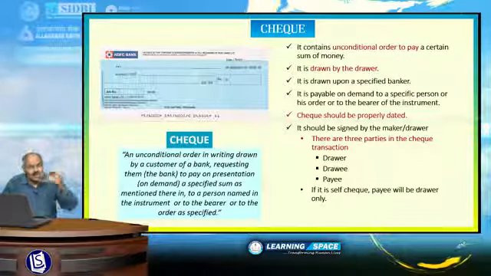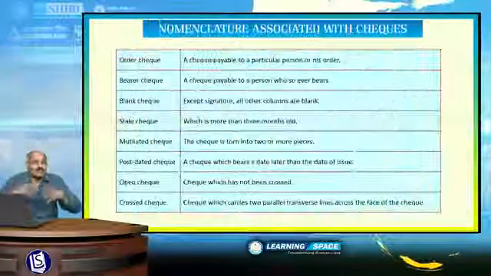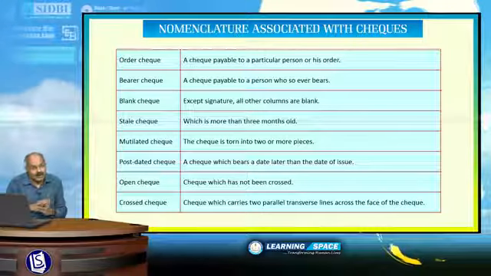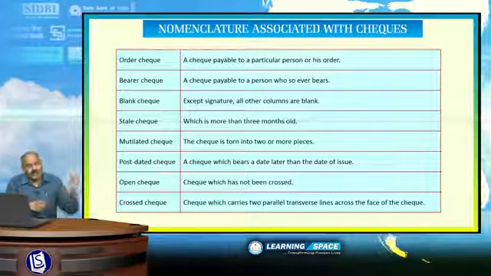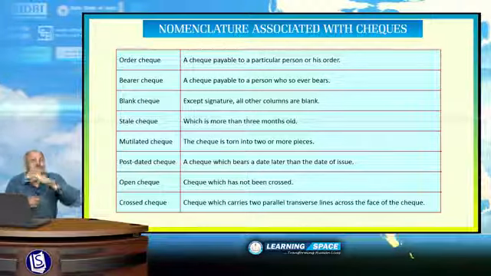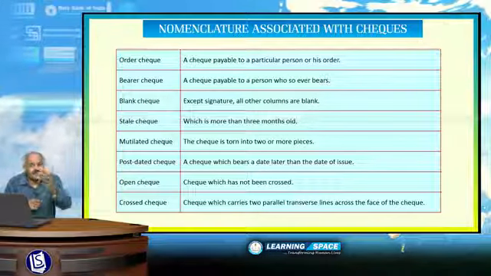Having learned this, let us look at some nomenclature associated with checks, right. What is an order check? A check payable to a particular person or his order, that is an order check.